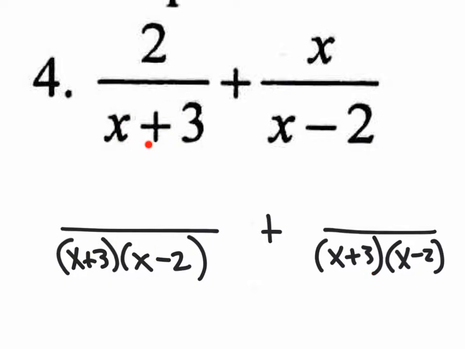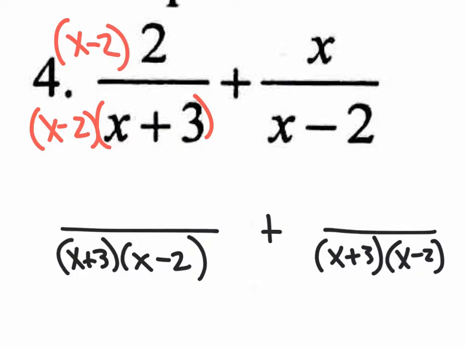How do we change this x plus 3 to become x plus 3 times x minus 2? You have to multiply by x minus 2, right? So what you do to the bottom, you do to the top. We need to multiply by x minus 2. So up on top, I'm going to distribute 2 times x and get 2x, and then 2 times negative 2 and get negative 4. Are you with me?